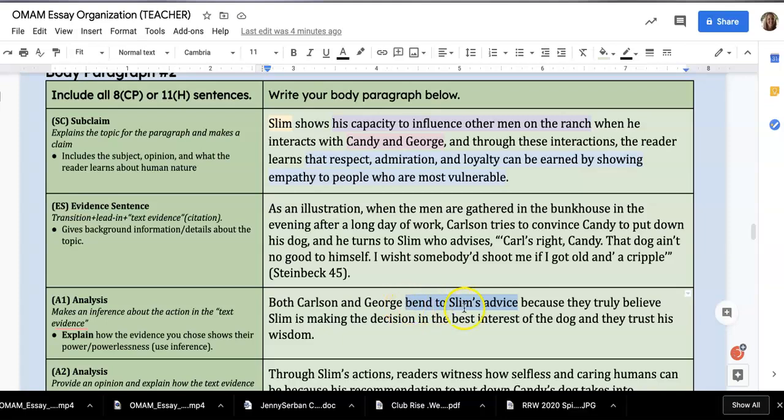And so them listening to his advice or bending to his advice, I use the word bend because it seems a little bit more strong, that he's using his power in that moment. And then I also included that they trust his wisdom, and that is my additional inference in here that shows that he has some power.